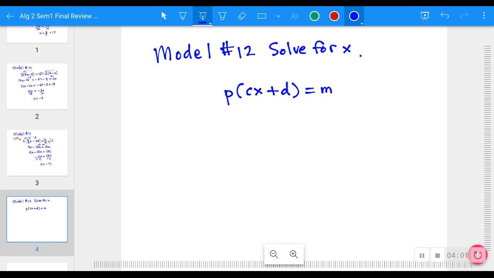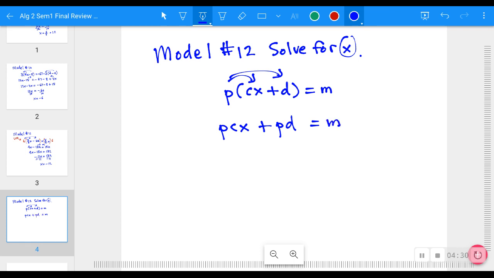Okay, model number 12. Okay, the abstraction went up. There's no numbers here, but we're going to be solving for x, which means we got to get this all by itself. Now, if there's any place to distribute, that's where you always start. So we're going to say PCx plus PD, and that equals M, which is on the other side.